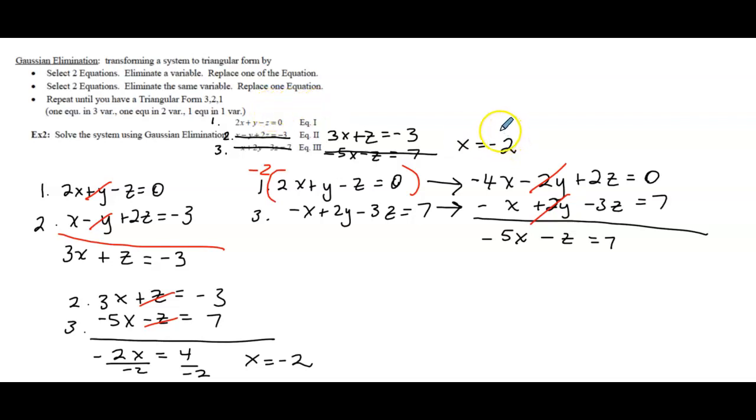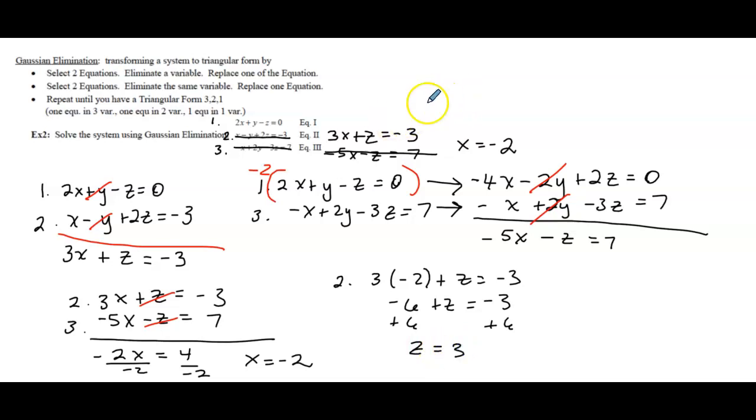So I'm going to take negative 2 and plug it into equation 2. So 3 times negative 2 plus z equals negative 3. Negative 6 plus z is equal to negative 3. Add the 6, and z is equal to 3. So I'm going to cross off equation 2 and write z is equal to 3.